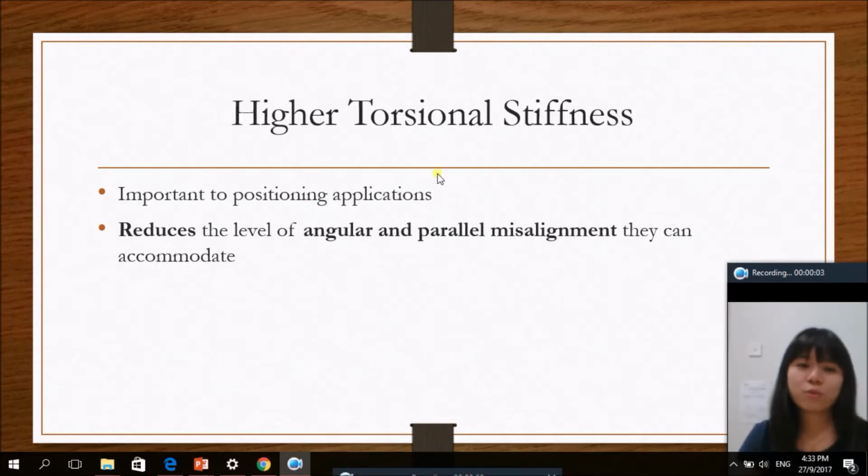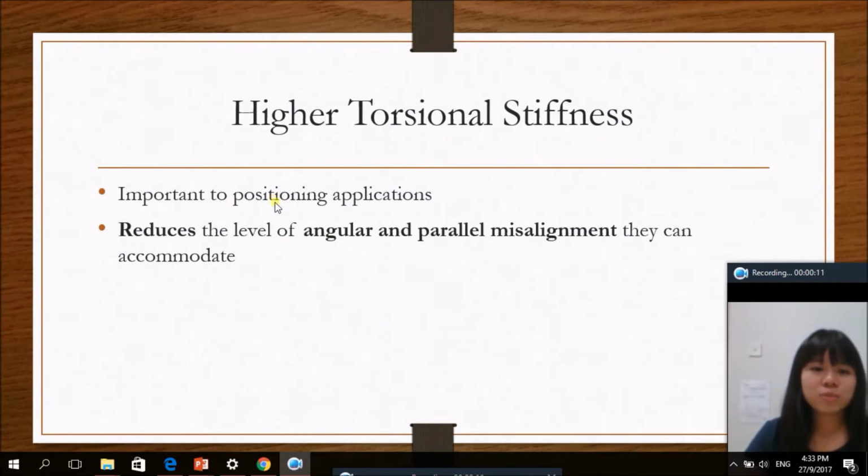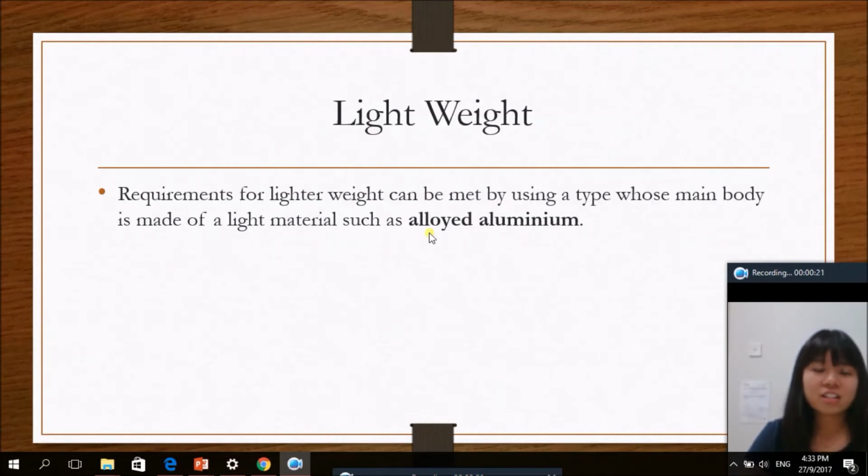Now I will continue with another mechanical property, which is higher torsional stiffness. It is important to positioning applications. It can reduce the level of angular and parallel misalignment they can accommodate. The next mechanical property is lightweight. The requirement for lighter weight can be met by using a coupling whose main body is made of a light material such as alloy aluminum.